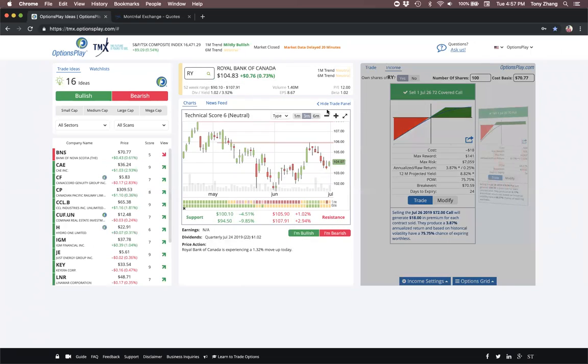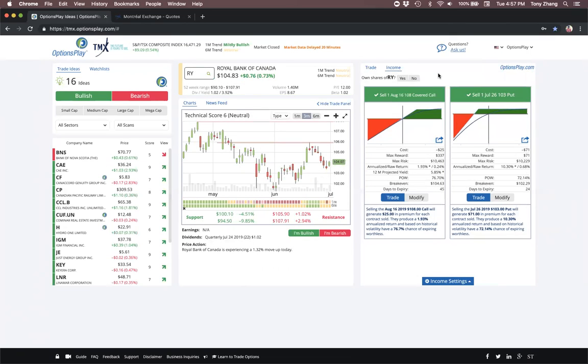You can use Royal Bank of Canada. This is really easy for anyone to be able to type in a symbol and quickly see a cash secured put and a covered call with all the details that you need to know, like how much premium you are actually receiving.